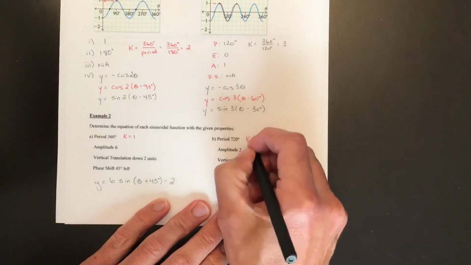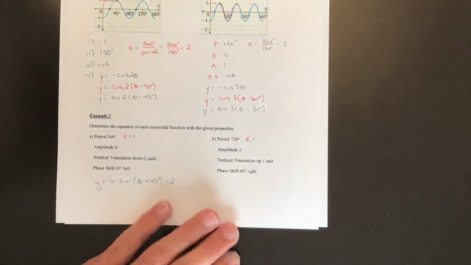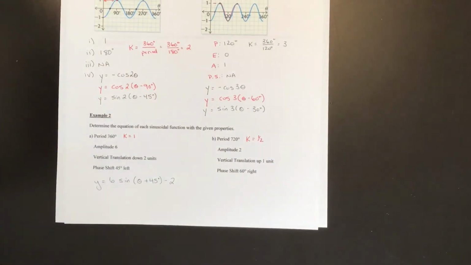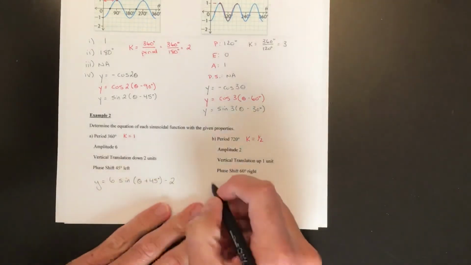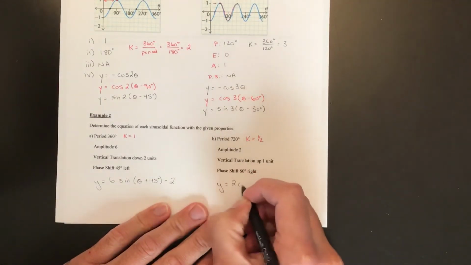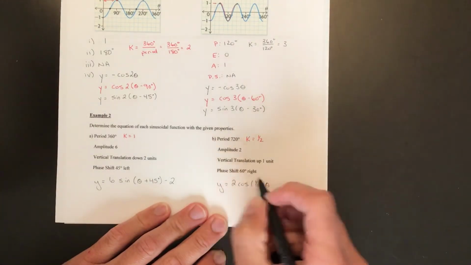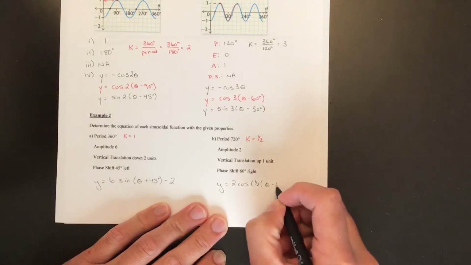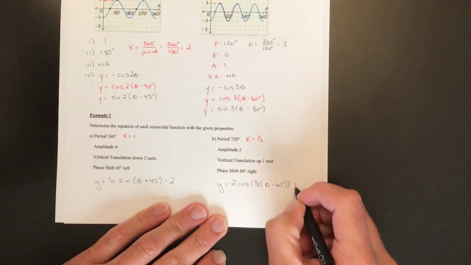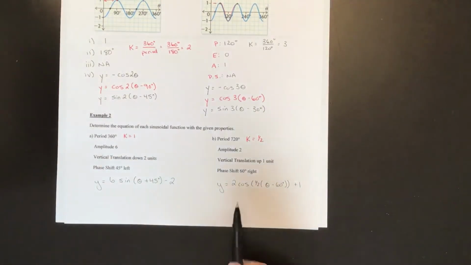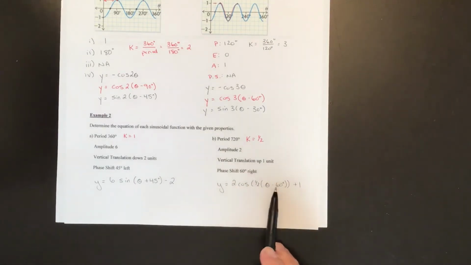For B, period is 720. So then K is going to be 360 divided by 720, which is 1/2. So y equals 2. I'll use cos for this one. K value is 1/2. Theta minus 60. And then plus 1, up 1. And that's how we come up with the equations. Remember, it's amplitude, K value, phase shift, equation of the axis.